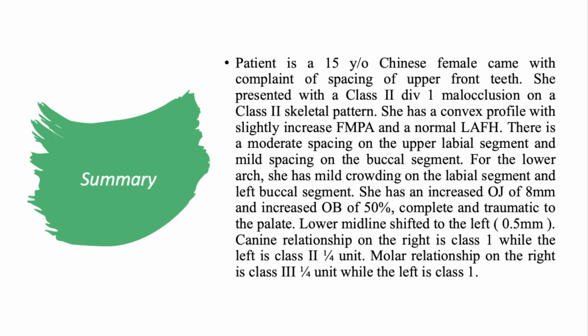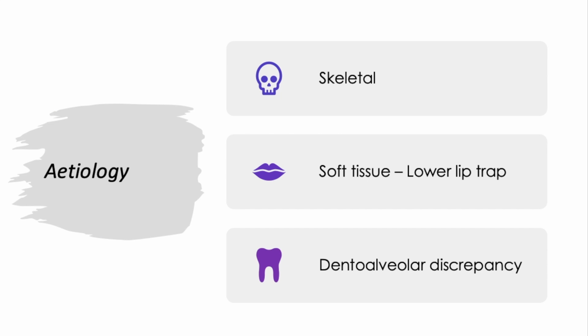Her lower midline is shifted to the left by about 0.5 mm. The canine relationship on the right is class 1 while the left is class 2 quarter unit. Molar relationship on the right is class 3 quarter unit while the left is class 1. So for her etiology, there are 3: skeletal, soft tissue and dentoalveolar discrepancy. For the soft tissue, this is mainly because of her lower lip trap, as you can see in her picture given.